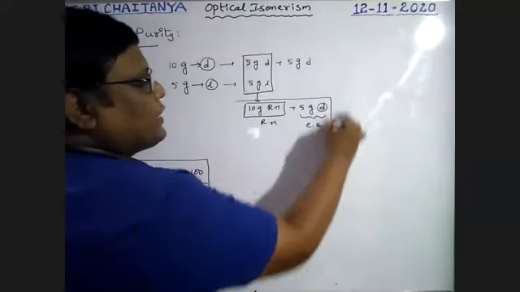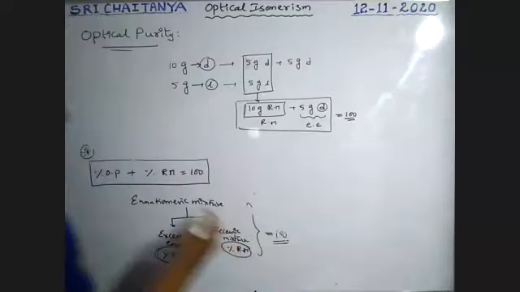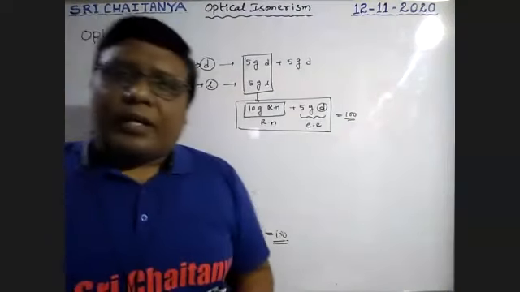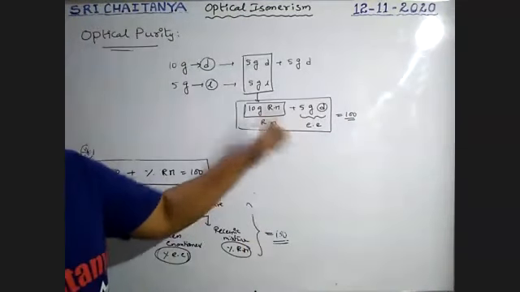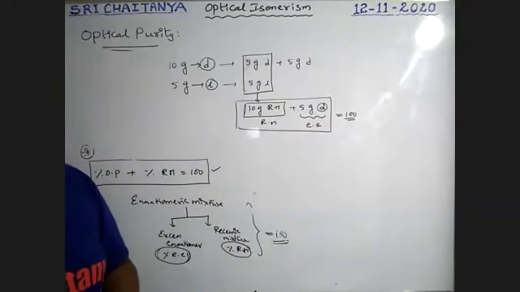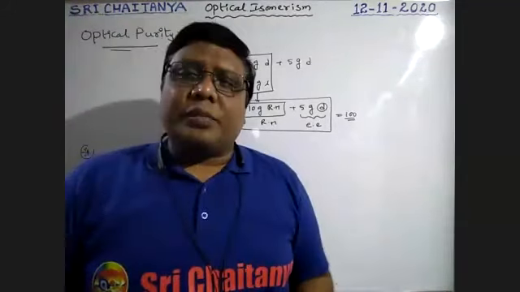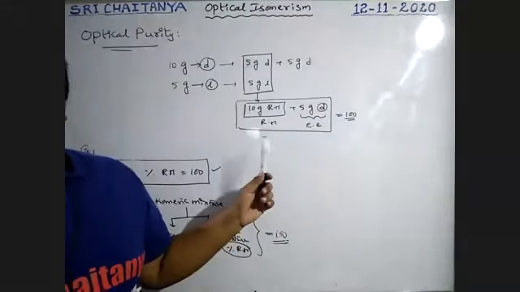The total percentage should be equal to 100. That is what I am telling you here. Okay. So therefore, this is enantiomeric excess. Boys, did you catch this concept? Tell me.